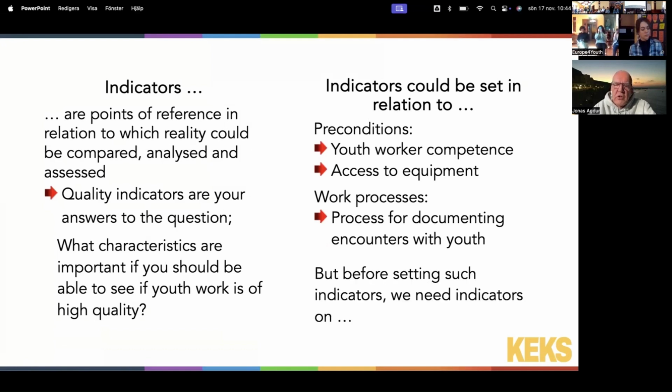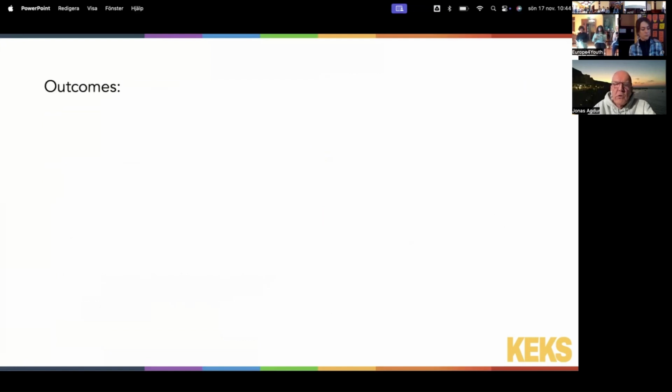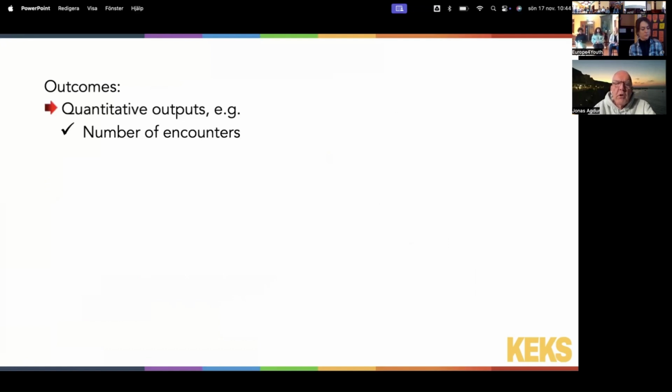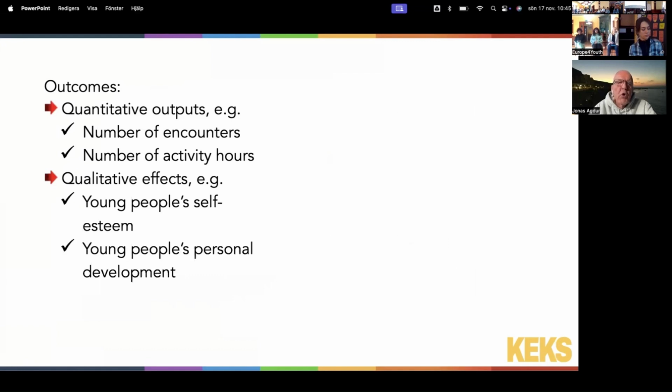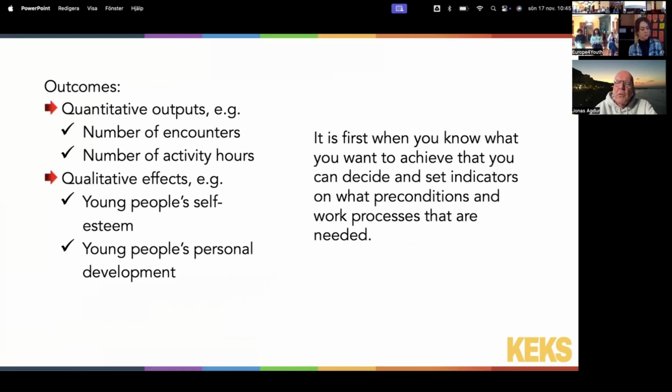But before setting such indicators, we need indicators on outcomes. Quantitative outputs, for example, number of encounters with young people, number of activity hours, and qualitative effects. For example, young people's self-esteem, has it changed through taking part? Or young people's personal development, have they learned new things, gained new skills, etc. It's first when you know what you want to achieve that you can decide and set indicators on what preconditions and work processes are needed.